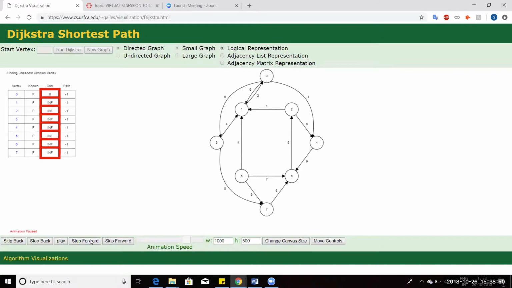So when I'm at 0, I discover 3, which is 6 cost away from me. What else do I discover? I discover 1, which is again 6 cost away from me, and I discover 4, which is 4 cost away from me, right? So these are the only 3 outward arrows from 0. So I'll go in the table and I'll update 1's cost to 6, 3's cost to 6, and 4's cost to 4.